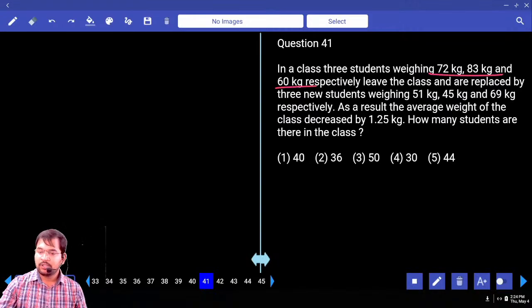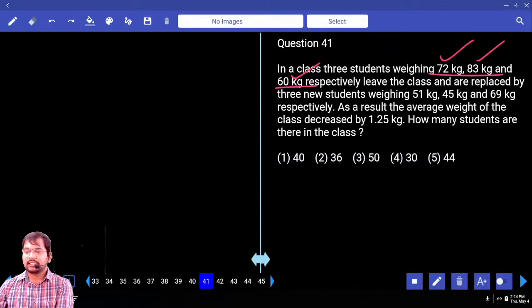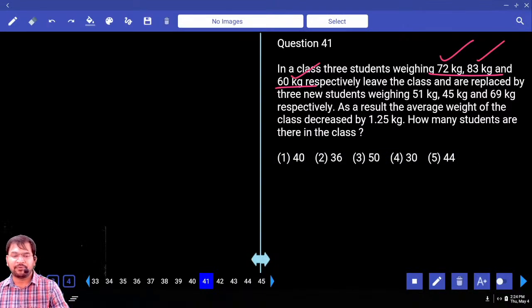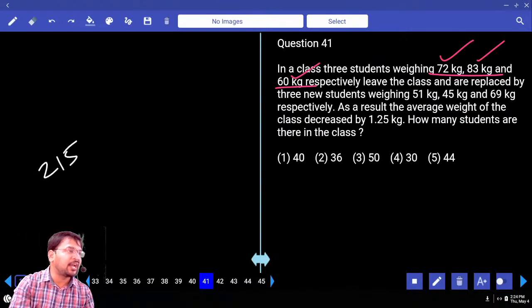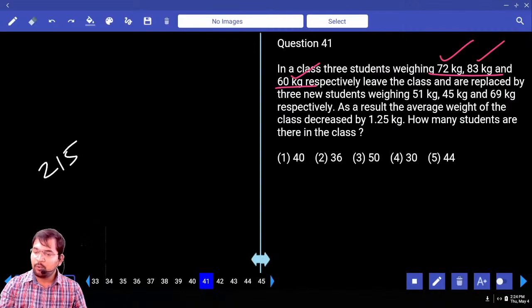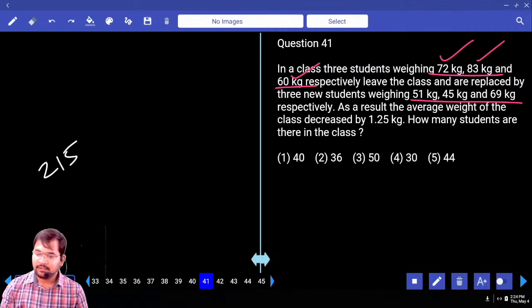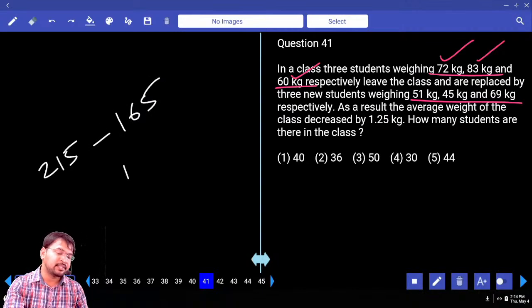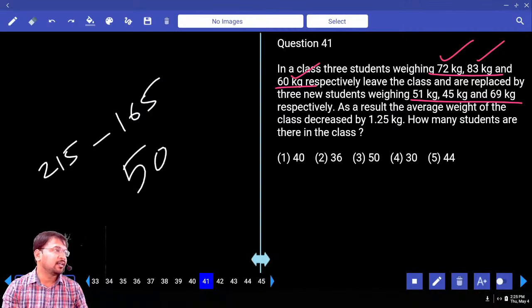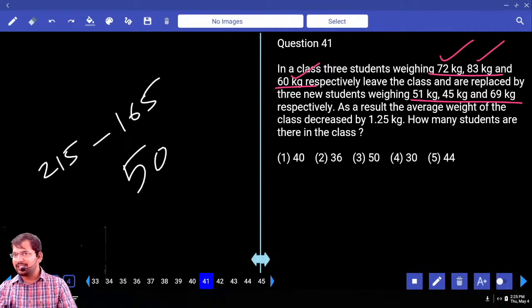Okay, Nana? So who are leaving? How many kgs? Total 210, 215. These are who are leaving. Who are joined? Their weights total 160. Difference is how much, Nana? Difference 50. Total difference is 50 due to that 3 students replacement.